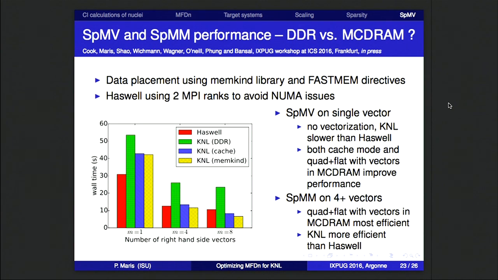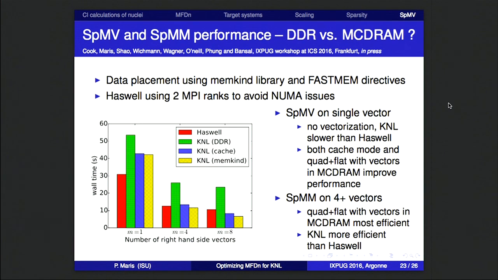The other thing that we played with is the memory placement. This is a comparison in red between Haswell, green running completely out of DDR, blue KNL in cache mode, and yellow with placing the matrix in DDR and the vectors in MCDRAM. And for this problem, the set of 8 vectors is 15 gigabytes, so that's a perfect fit. Accidental, honestly. The matrix itself is 60 gigabytes.